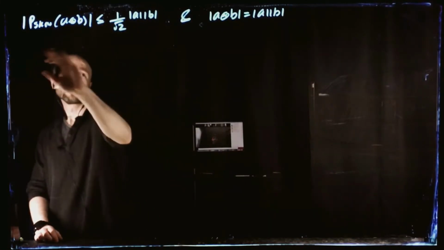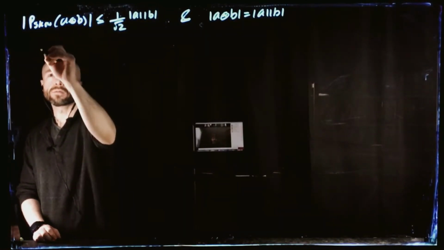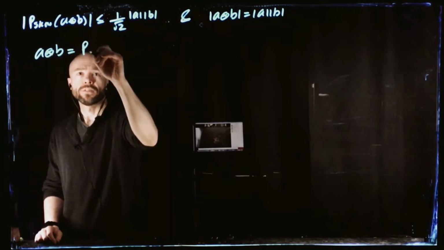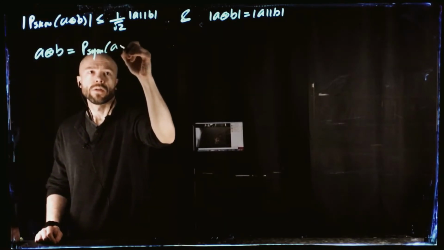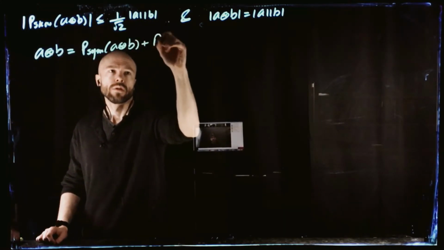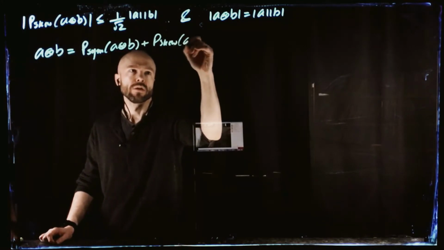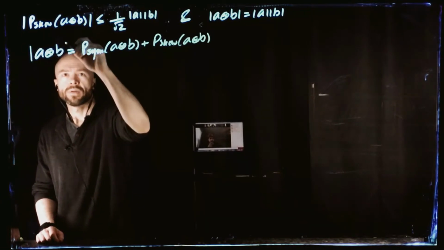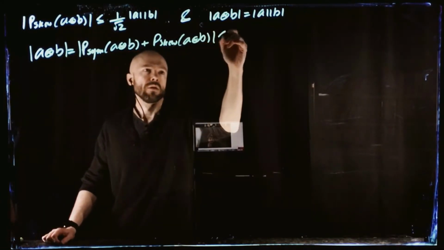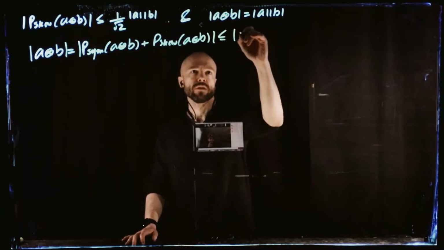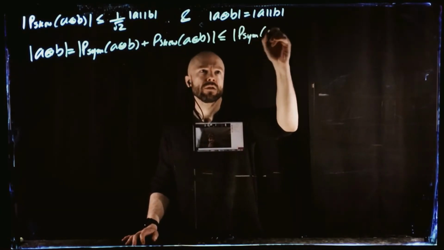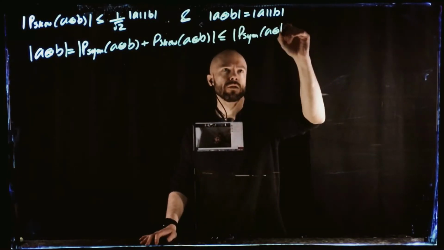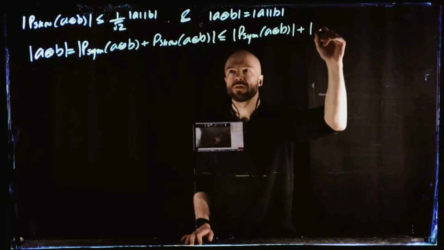It's just going to be the triangle inequality, right? So, what do we know? We have this orthogonal decomposition that B is equal to the projection onto the symmetric part of B, plus the projection onto the skew symmetric part. So we can put absolute value signs around everything. And then this is going to be less than, by the triangle inequality, the projection of B plus this thing.